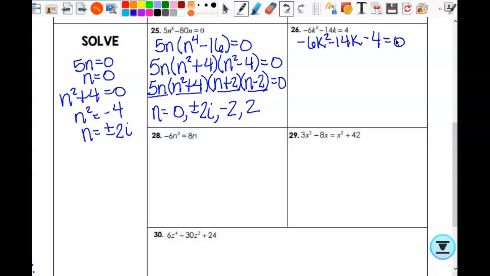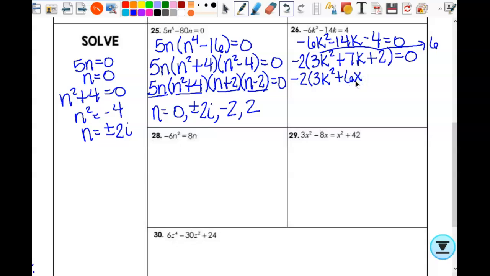Do I have a GCF? Yes. And it is a negative 2. So that leaves me with 3k squared plus 7k plus 2 equals 0. By moving everything to the right, keeps me from factoring out that negative and possibly messing up on a sign somewhere. Just saying. All right, so then I'm going to have to factor by grouping. So 3 times 2 is 6. 2 numbers that multiply to give me 6 combine to give me 7. 6 and 1. So negative 2 times 3k squared plus 6k, sorry, that's a k, plus k plus 2, close my parentheses, equals 0.